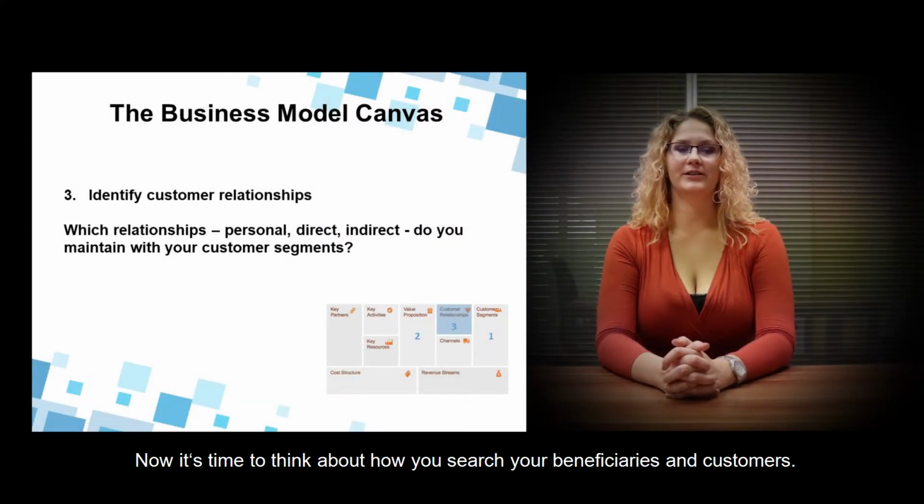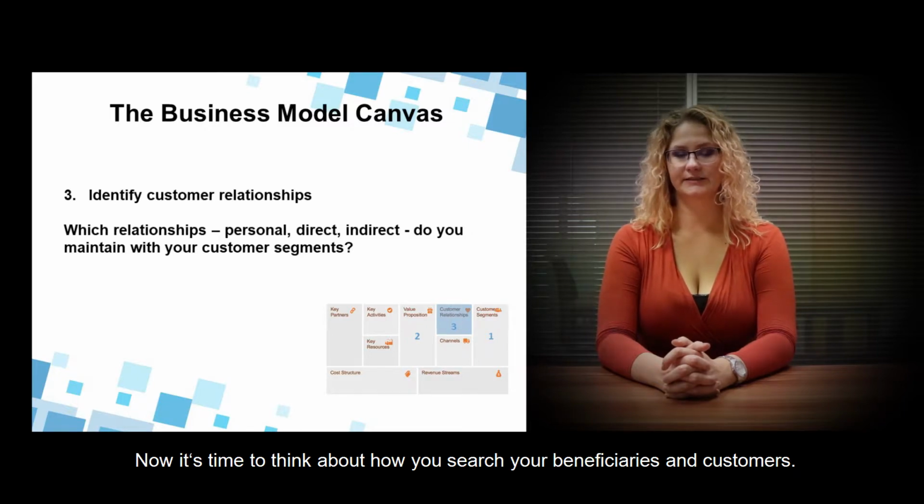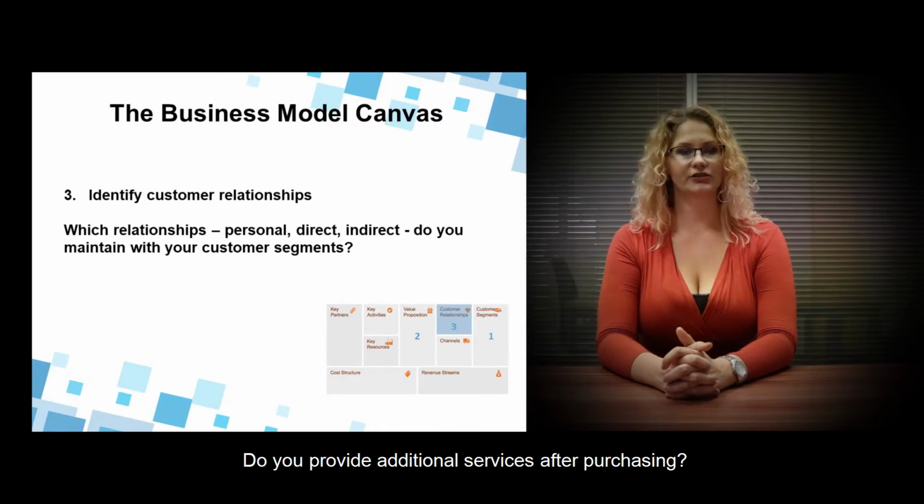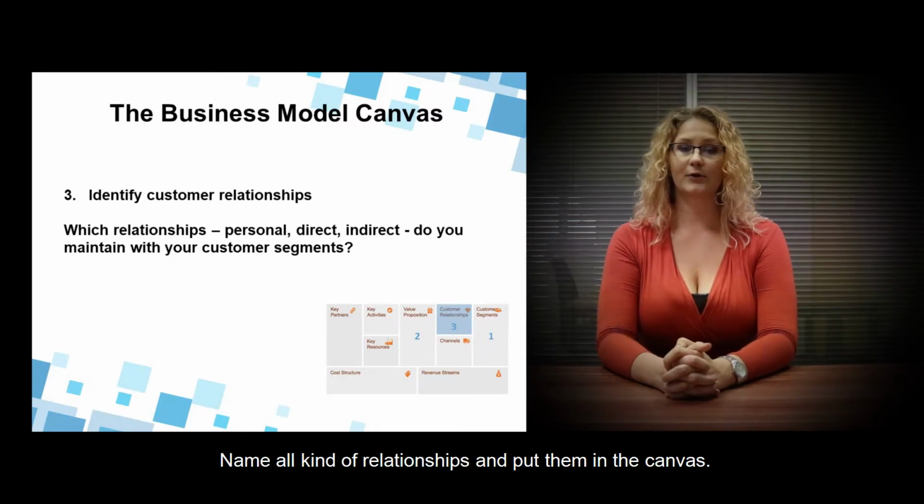Now it's time to think about how you search your beneficiaries and customers. What's the type of relationship you have with your customers? Do you provide additional services after purchasing? Name all kinds of relationships and put them in the canvas.